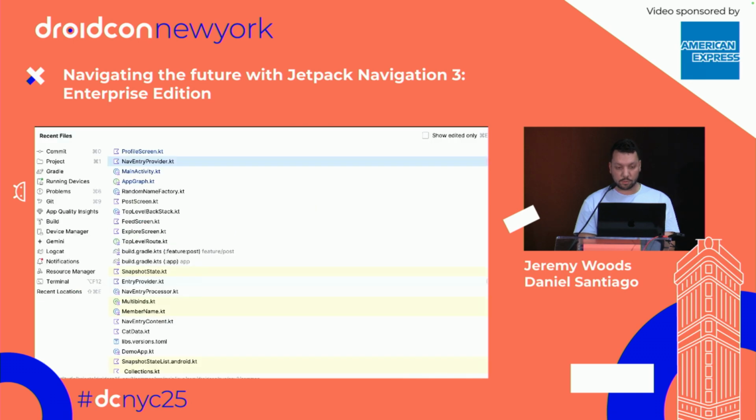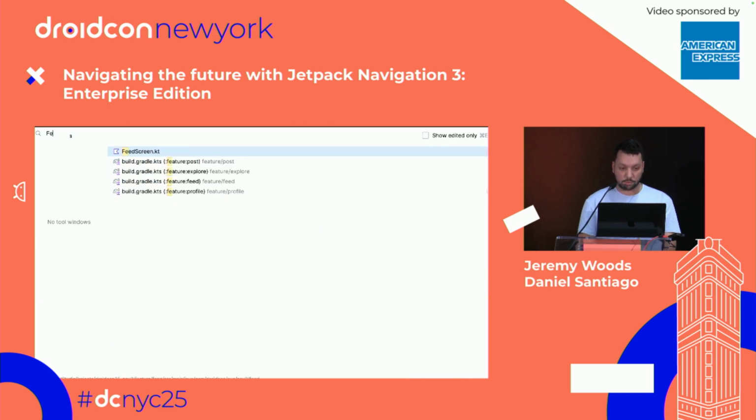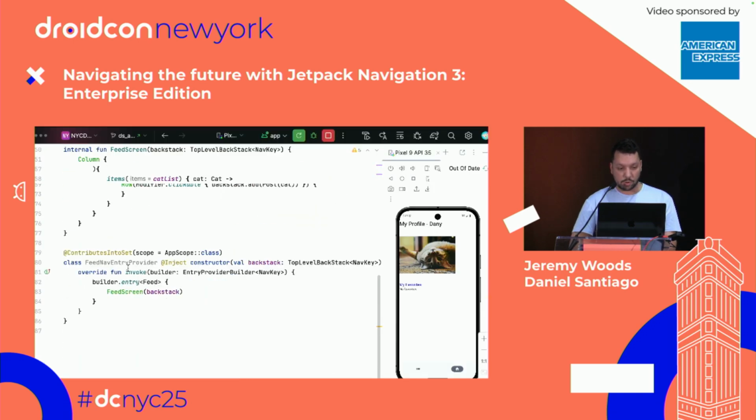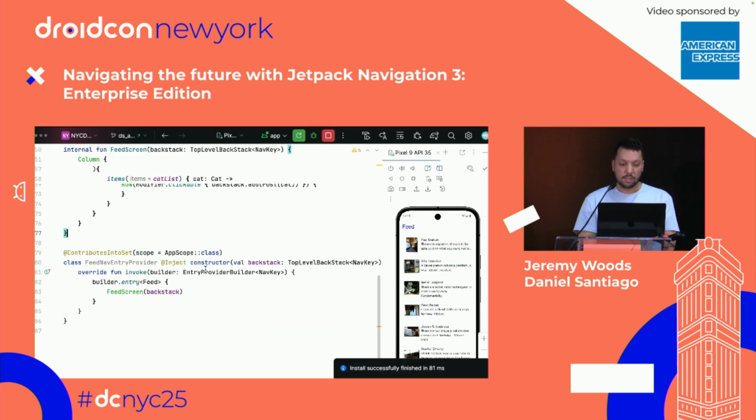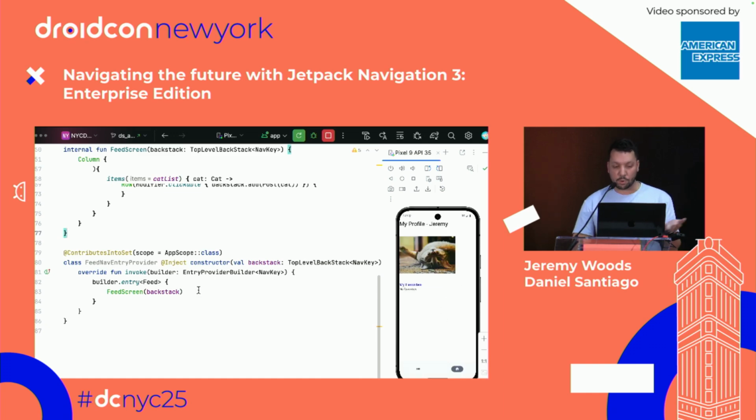I took the liberty of doing our other screen. So if we go to feed, you'll see the same thing. We have an entry provider contributing to set. This one's a bit more interesting because it gets that top level backstack as a dependency, but you get the idea. Now to build a new screen, it's a matter of defining more of these nav entry providers. And you can see this being repeated. If I compile, nothing really has changed. A bit boring, but just wait a little bit more.